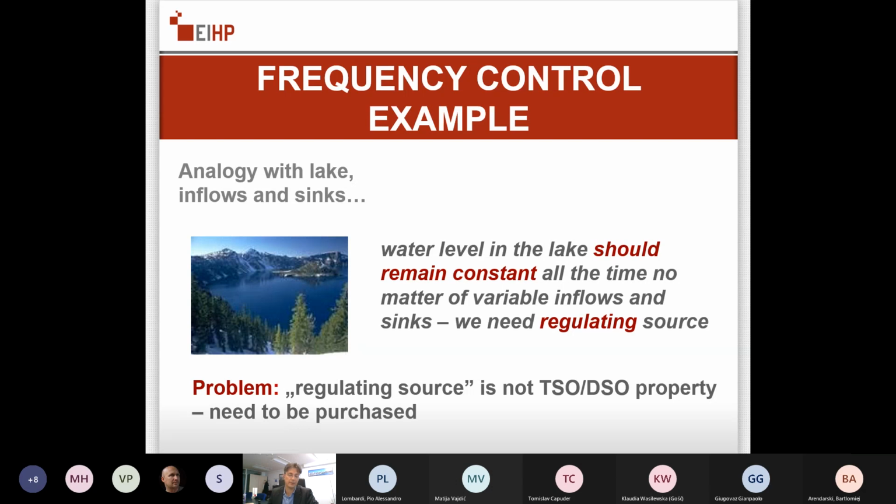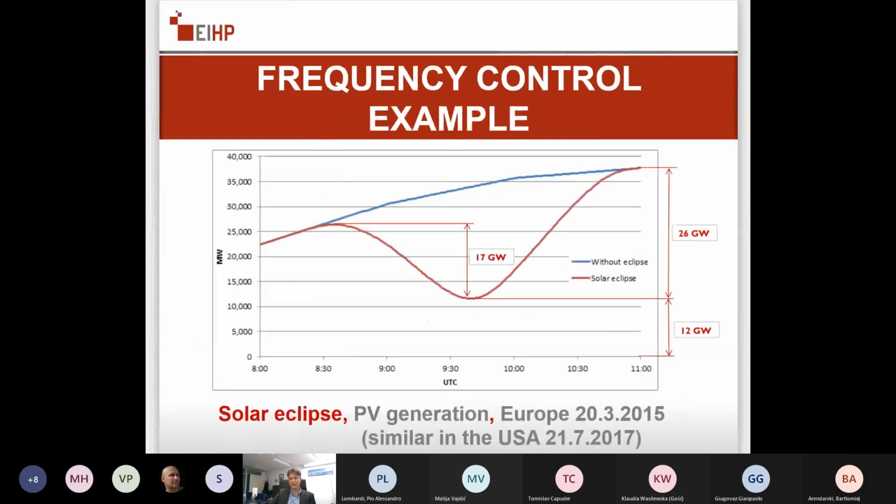The problem is that this reserve actually is not a DSO or TSO property. So they need to purchase that, they need to organize the mechanism, they need to regulate all that and so forth. Why is this important?